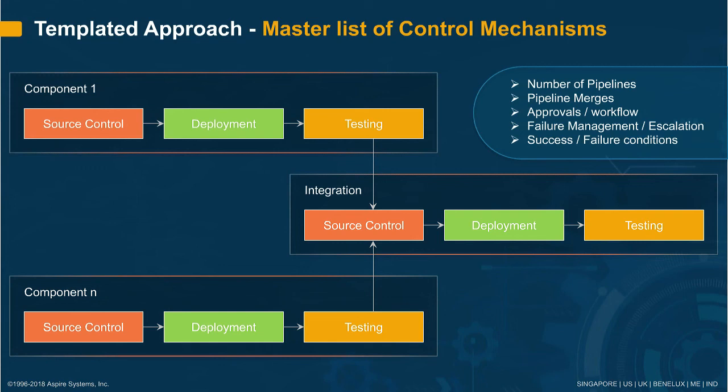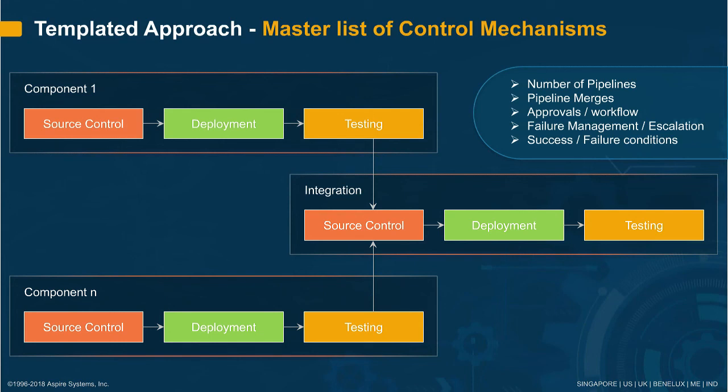That is, we have to know the number of pipelines. We have to know the pipeline merges. We have to know when a pipeline should merge. It may not be necessary for 2 components that never interact in real time in production or anywhere. We shouldn't need an integration pipeline for these 2 components, right? But that's what these decisions have to be made right at the beginning. We have to know what component interacts with what other component and make sure that the integration of those 2 components is valid and important.